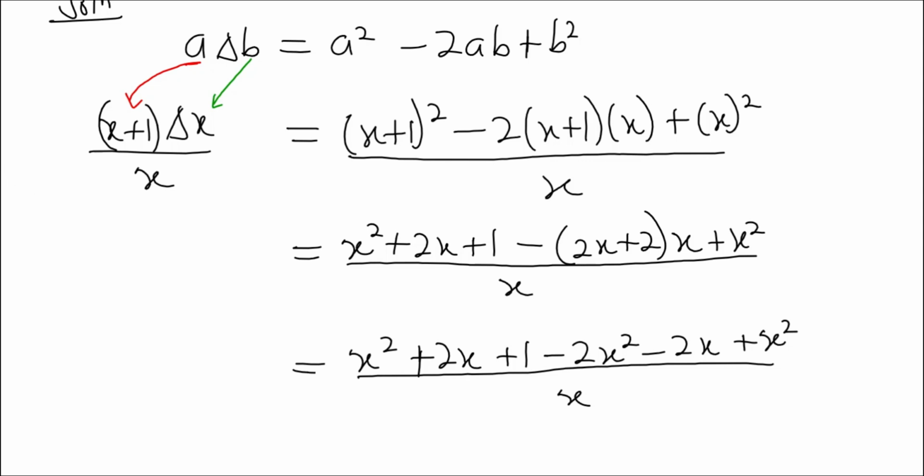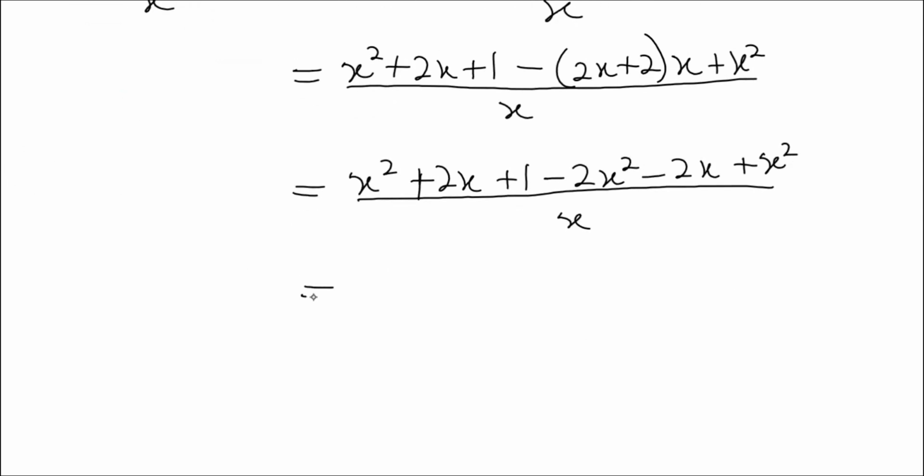Now we continue, and we can see that there are some terms that are going to cancel. So here we can see that the negative 2x takes away the positive 2x here, and we are left with x squared plus x squared, which gives us 2x squared. So we have 2x squared here, and we can see that there is another minus 2x squared, and there is plus 1 at the numerator.